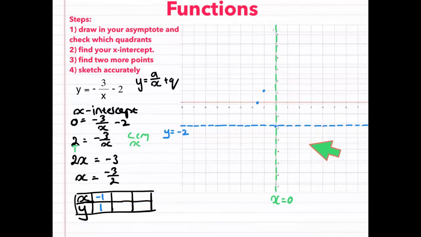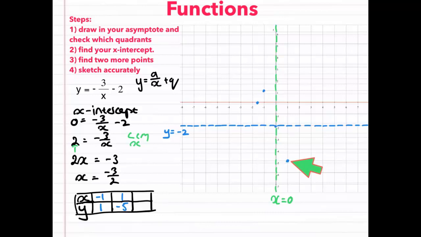And then we choose another x value. Let's try and choose one for this quadrant. Now let's choose a positive 1. So if x is a positive 1, we just take that 1 and put it in x's place. Minus 3 divided by 1 is a minus 3. Minus 3 minus 2 is a minus 5. So this will be minus 5. So let's plot that. If x is 1, y will be minus 5. That will be right here.